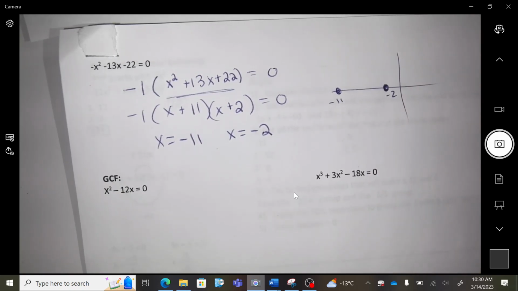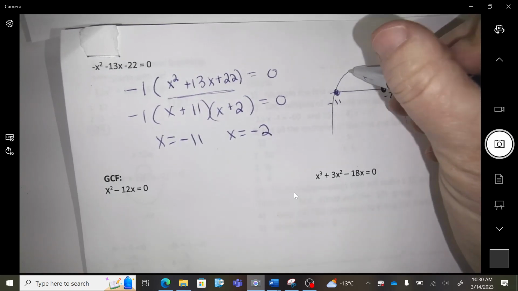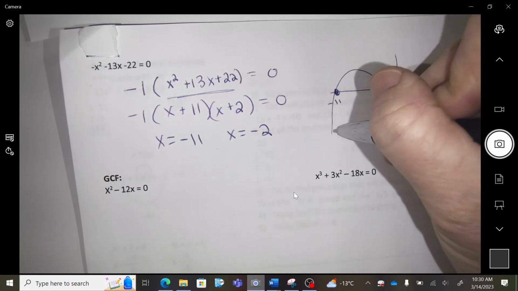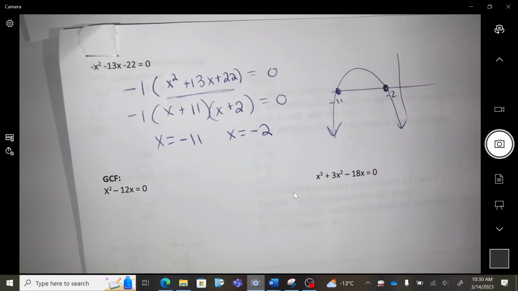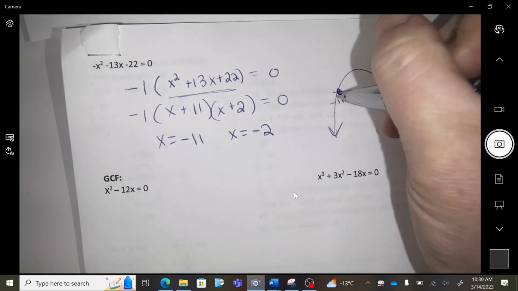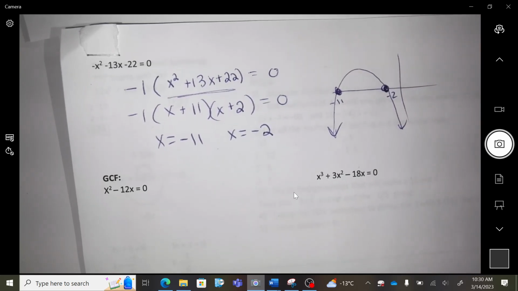But what's the difference in this situation? What does your parabola look like? Flipped. Okay, that's the difference on that one. But the x-intercepts are at those spots.